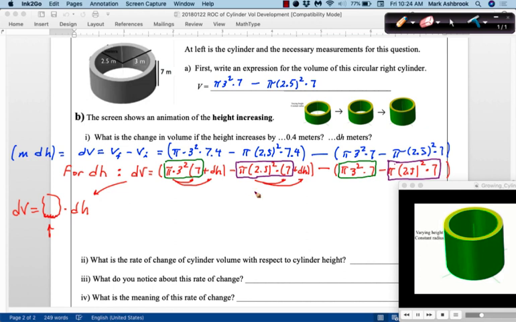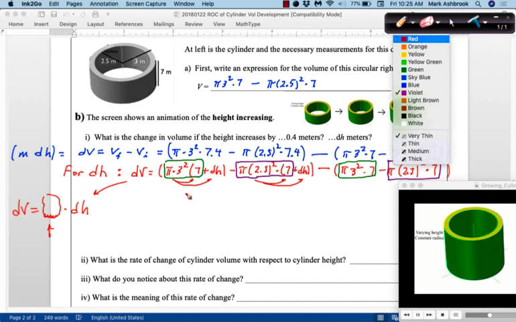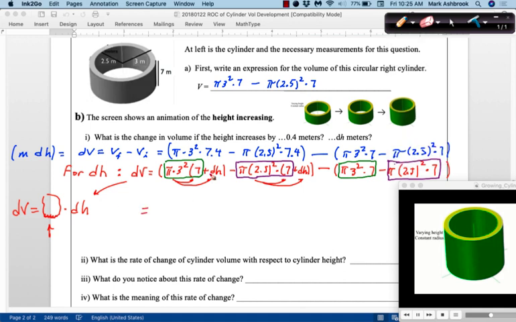So do you see it? I'm going to distribute, and when I distribute it to the 7, I get plus pi 3 squared times 7, which goes away with the minus pi 3 squared times 7. When I distribute this to the times 7, it will go away and be equal and opposite to that. So I'm left with, back to red, what am I left with? Pi 3 squared times dh. See that? Minus pi times 2.5 squared times, and everything else went away. Did you follow it?